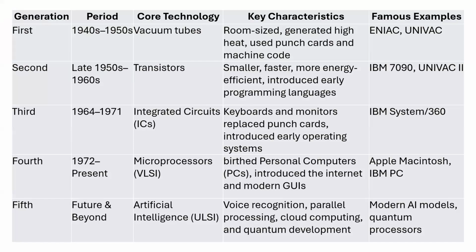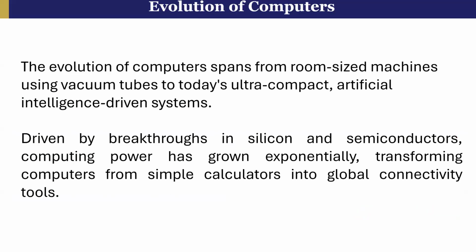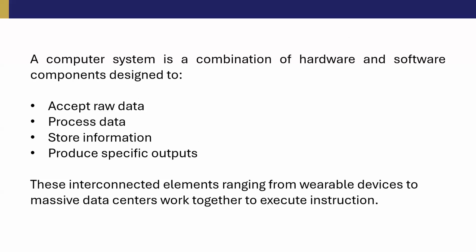Personal computers have come with Apple and IBM and all of these, introducing the internet and many more. Then the fifth generation computers. Now computers are being used for voice recognition, parallel processing, cloud computing, quantum computing, and all of these. Modern AI models and quantum processors are now being utilized. Our phones are even more powerful than the biggest computers that were developed in the past. So these are the evolution of computers.